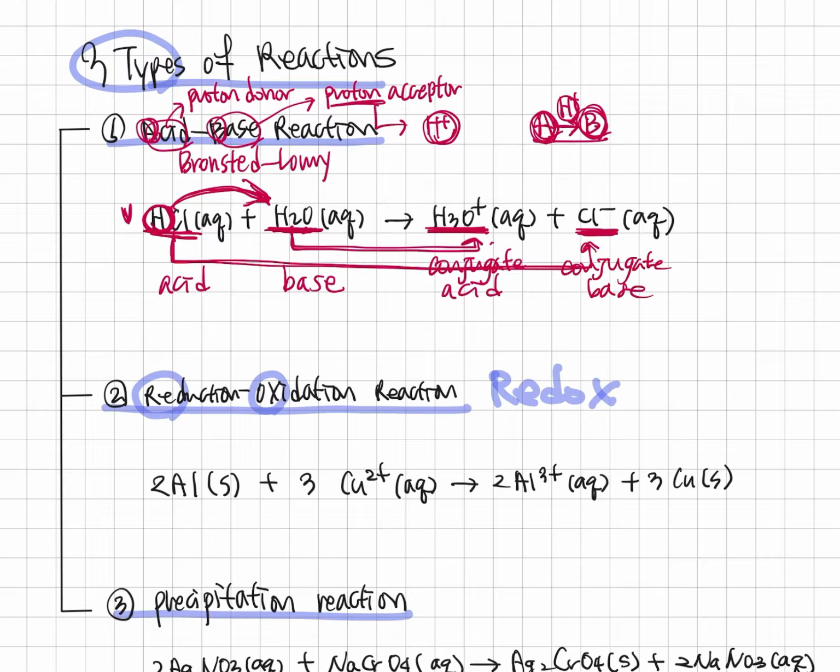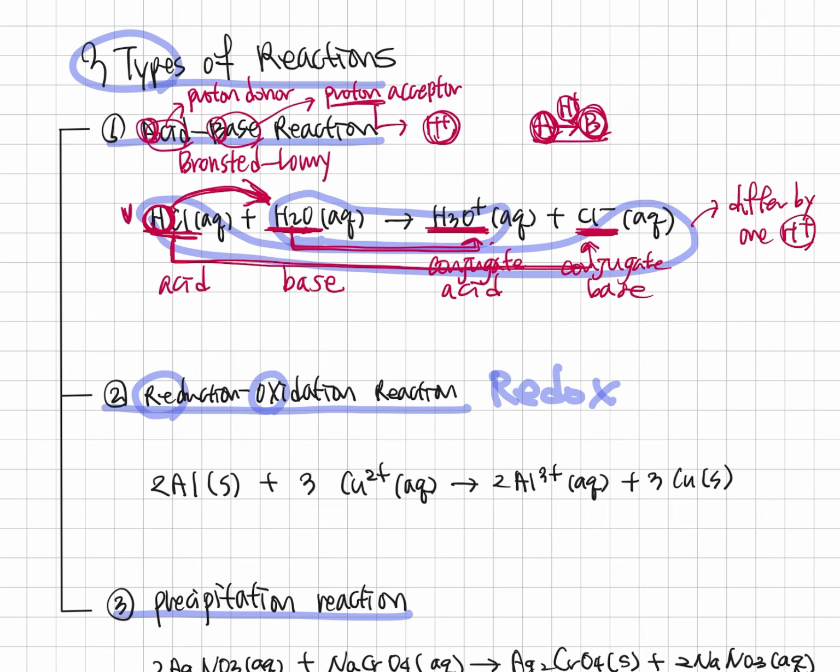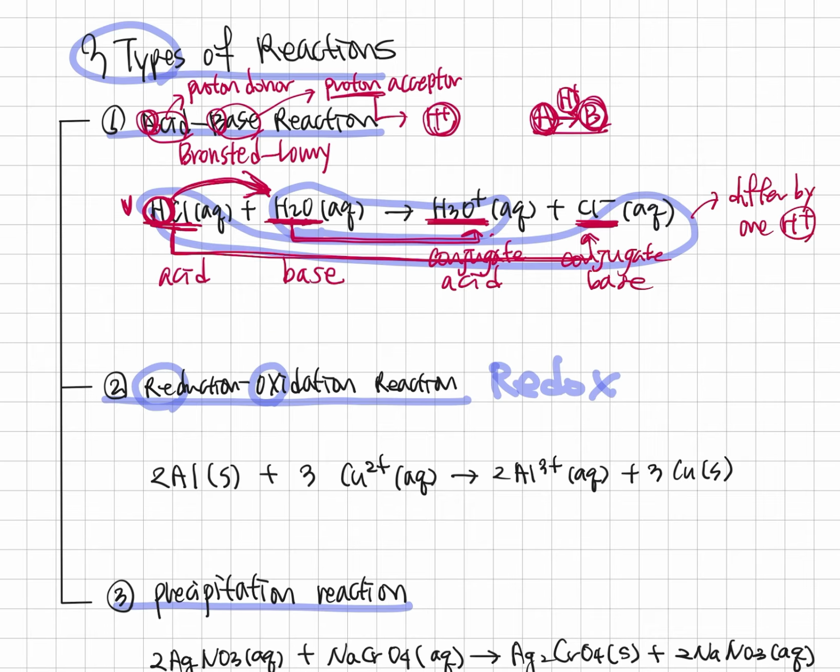So if you look at this, these two pair up and these two pair up, right? And they only differ, these conjugate base and acid, or conjugate acid and base pairs, differ by 1 proton. And that is the characteristic.